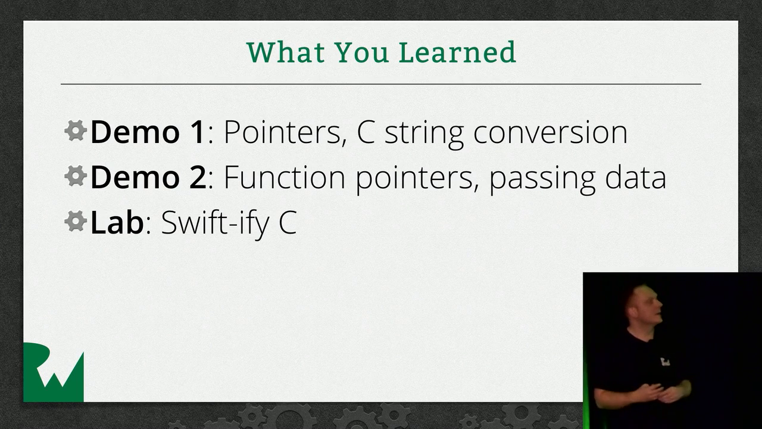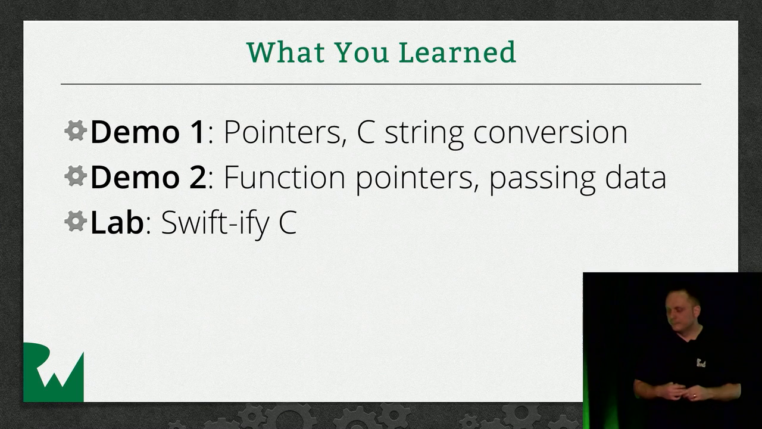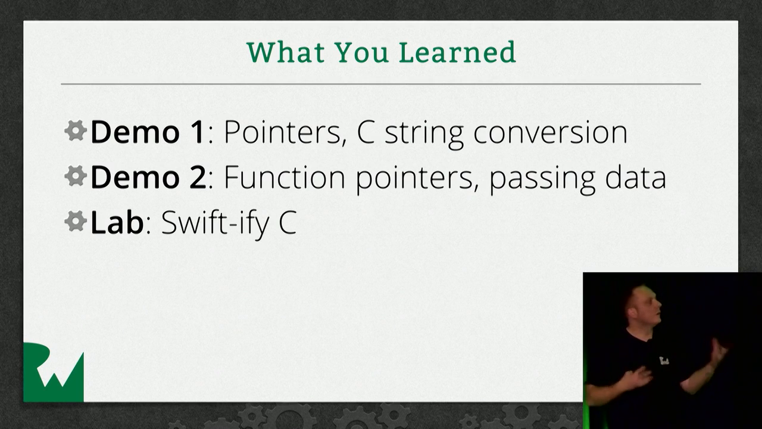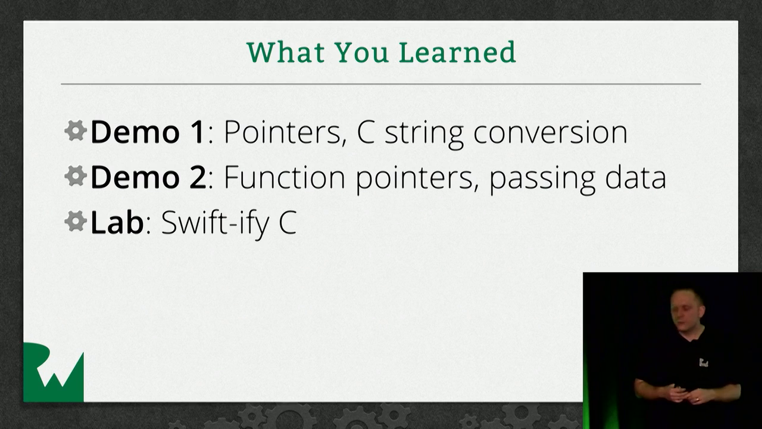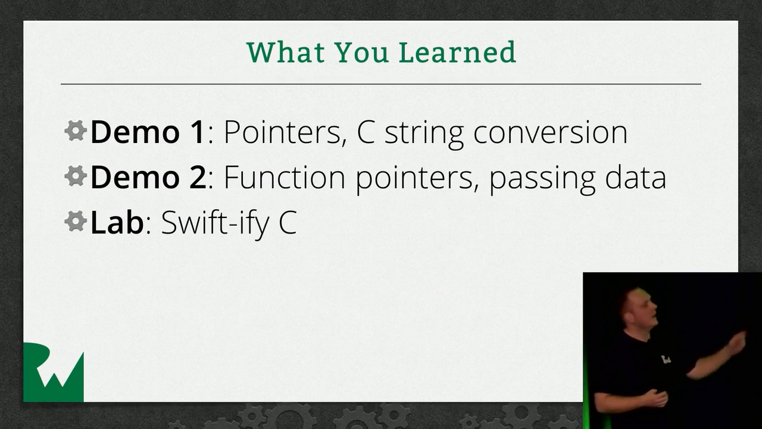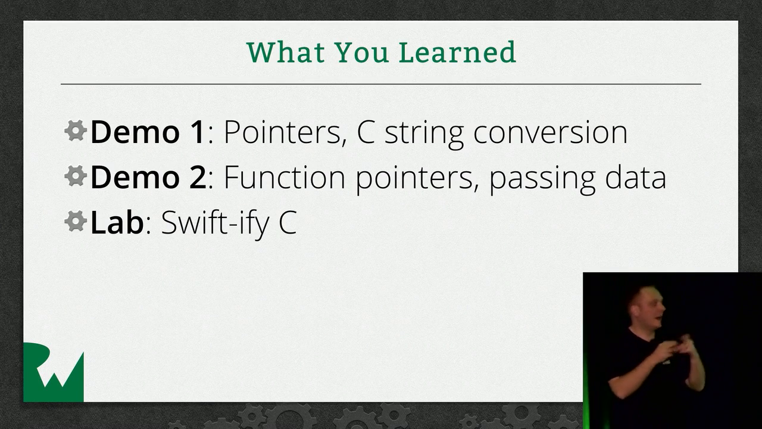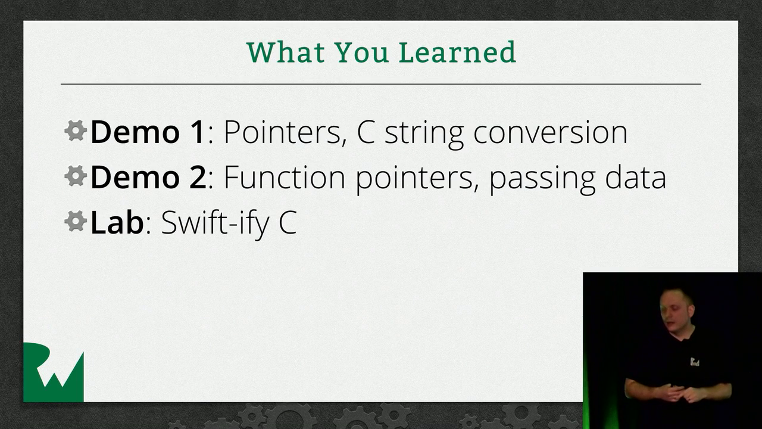And then we put all that into practice in the first demo, where we opened up a SQLite database and ran some SQL against it, and processed the results and populated a table view, all using the C API. Then in the second section, we looked at function pointers and how Swift deals with them, what the limitations are, how we work around those limitations, and how we can pass data around to work around at least part of that limitation.